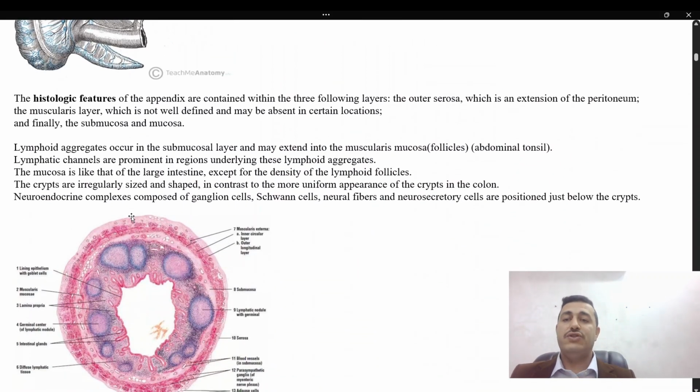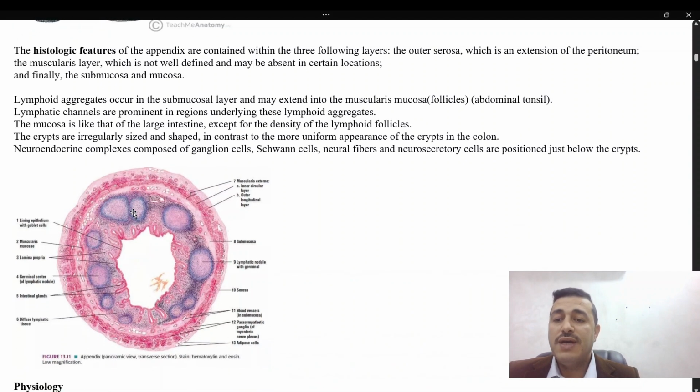The histological features are similar to those of the colon, except that there are many lymphatic nodule aggregations, as you can see here. The lymphatic aggregates occur in the submucosa. This is the submucosal layer. Okay, and because of these lymph nodes, sometimes they call it the abdominal tonsils.